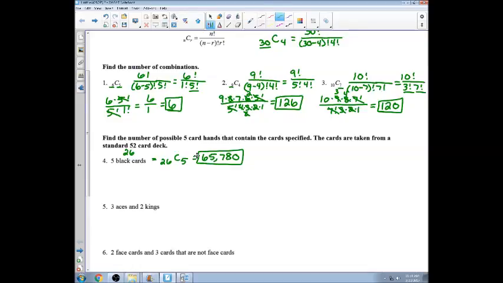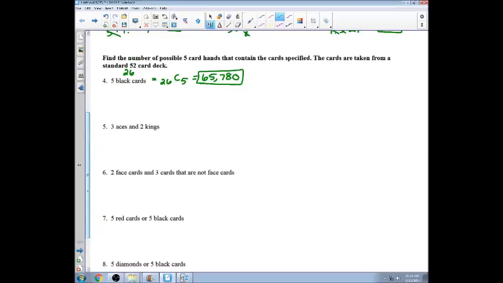Okay. Now, problem 5 says I need 3 aces and 2 kings. There are 4 aces in a deck, and there are 4 kings in a deck. In fact, any card that you hear about, if it says 9s, 10s, jacks, kings, queens, aces, 2s, they all only have 4 cards. Okay? So this is going to be a combination, and this is going to be a combination. So let's write out our combinations first. I have 4 aces. I need a combination of 3 of those. I have 4 kings. I need a combination of 2 of the kings.